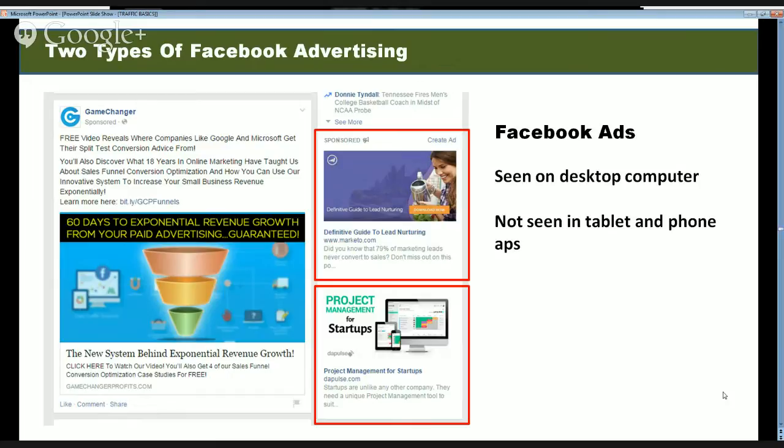The other thing that's really important about these ads is that you don't have to have a page in order to have them. All you have to have is your Facebook account. It's super, super easy.